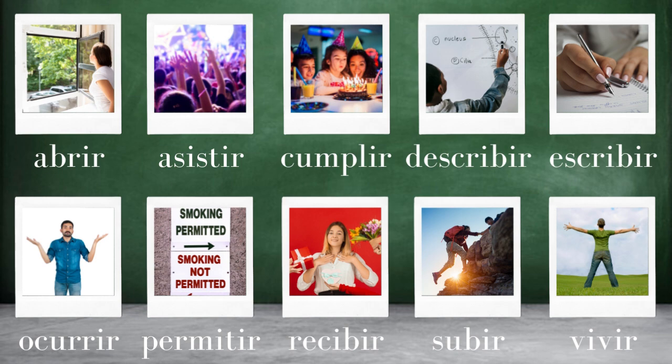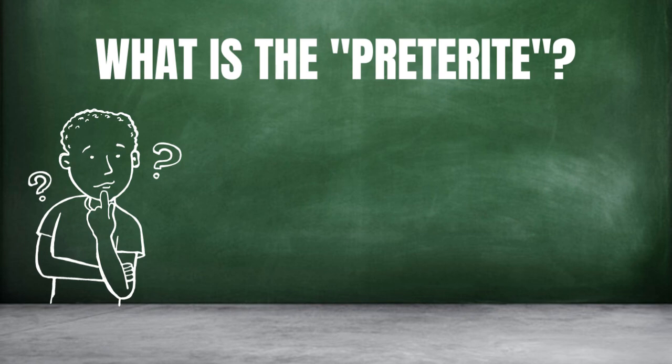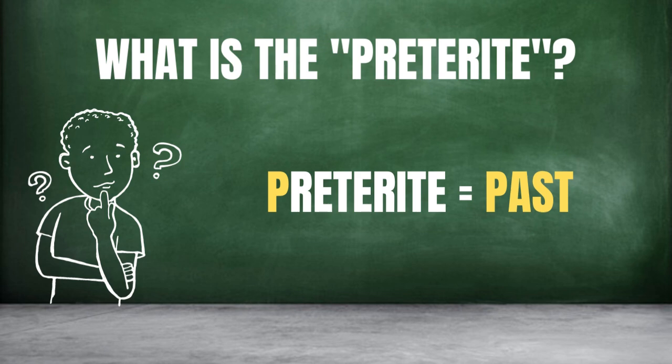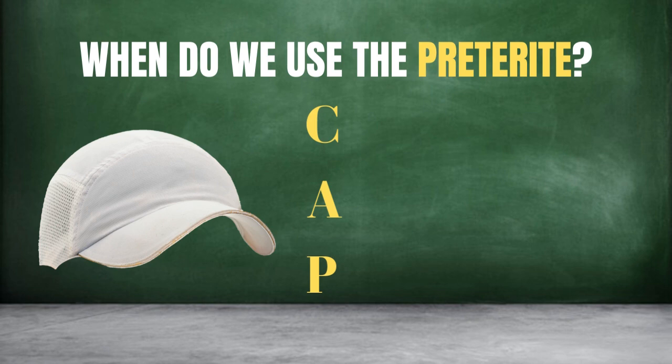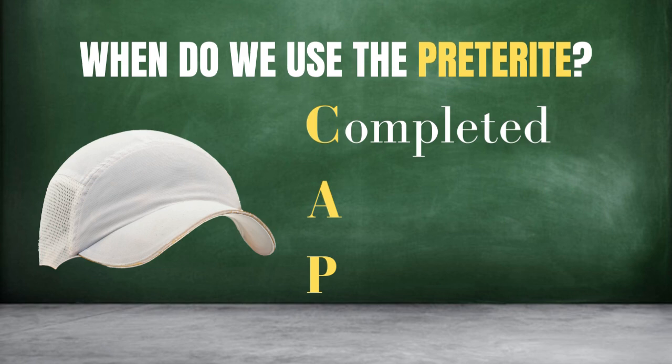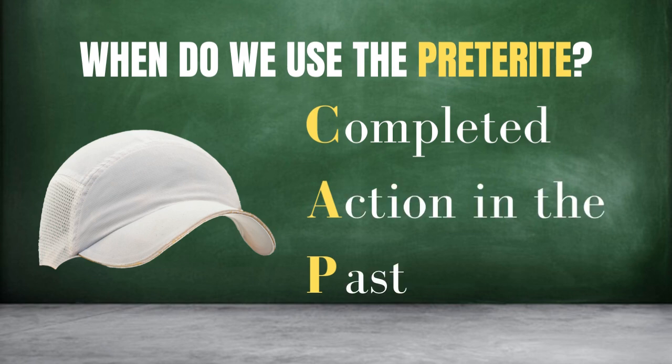But first, let's do a quick review. If you remember from our video about preterite AR and ER verbs, we learned that the preterite means past. An easy way to remember this is that both preterite and past start with the letter P. We also learned that we use the preterite tense when talking about a cap. Do you remember what a cap is? No, not talking about a baseball cap. I'm talking about a completed action in the past.